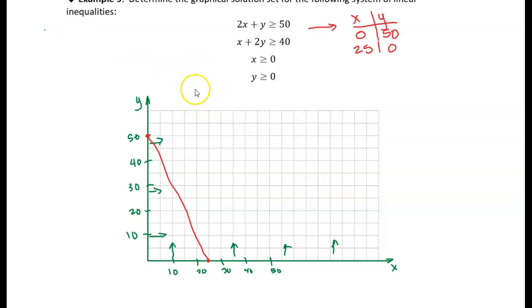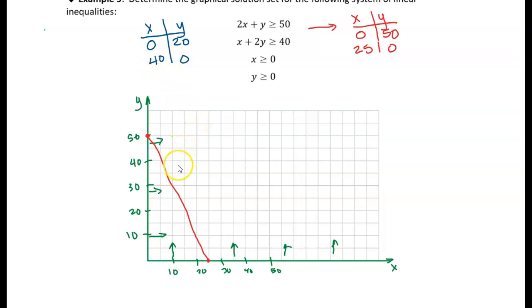All right, let's take a look at this other equation. Again, I'm just going to find x and y intercepts. So if I put in 0 for x, I get 2y is equal to 40. So y is 20. If I put in 0 for y, then I get 40 for x.